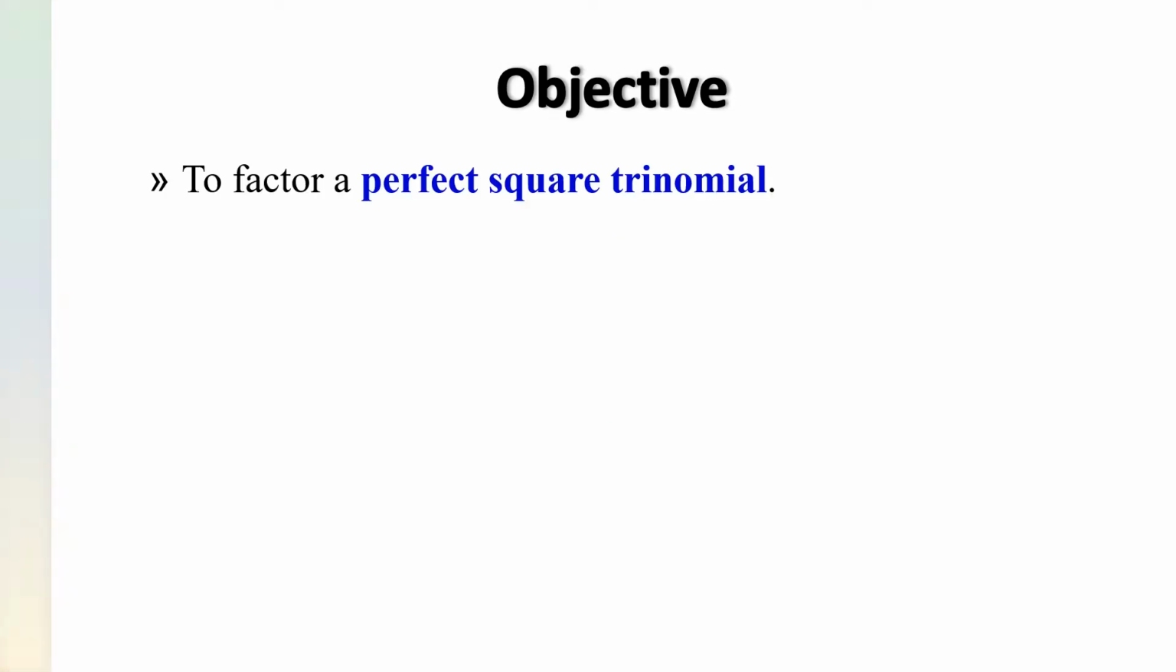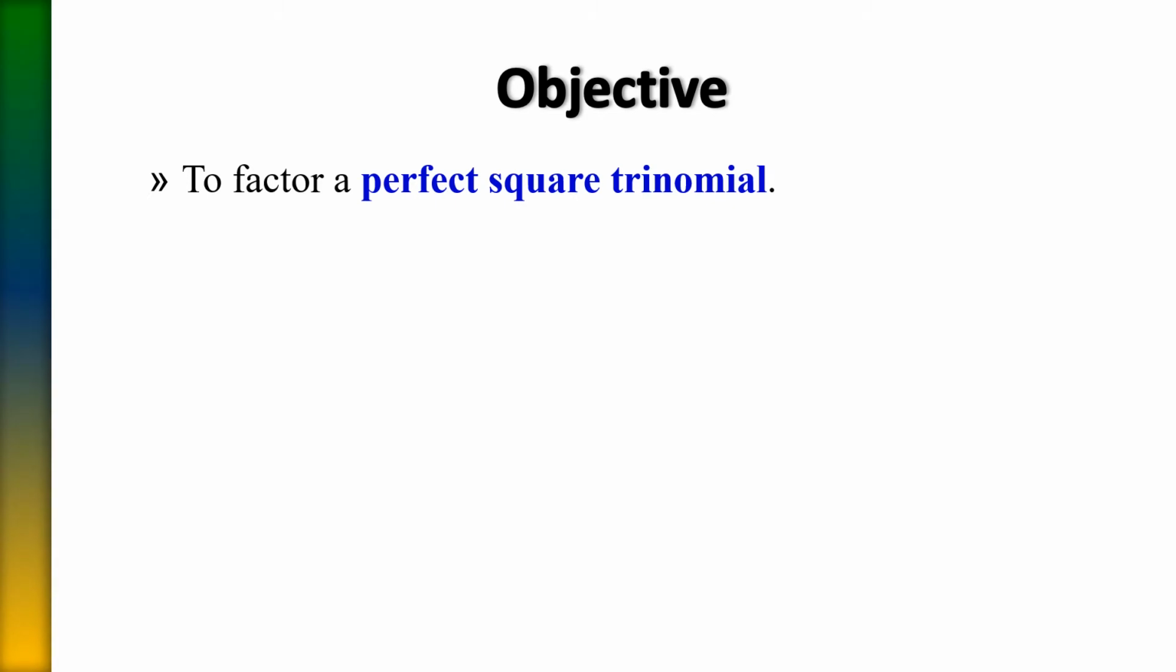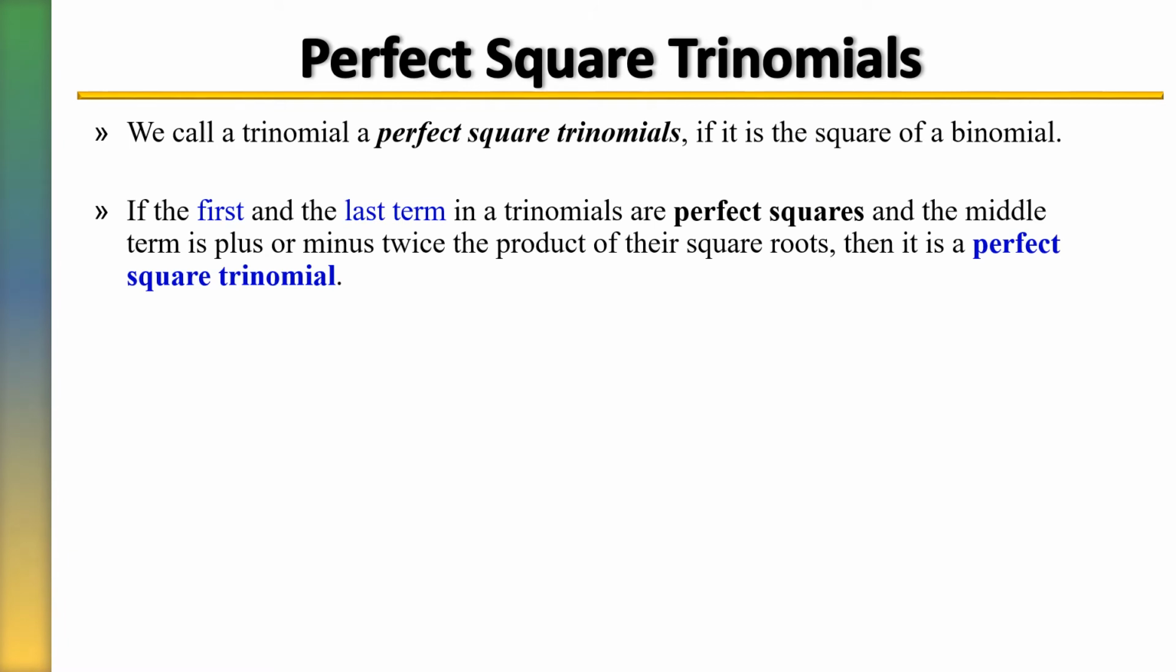In this lesson, we will learn how to factor a perfect square trinomial. So far, we've been working with several trinomials, but this time we're going to work with a special type of trinomial. It is called a perfect square trinomial. A perfect square trinomial will always result in the square of a binomial. In other words, it's going to equal some binomial squared. Here's how you can spot or identify a perfect square trinomial.